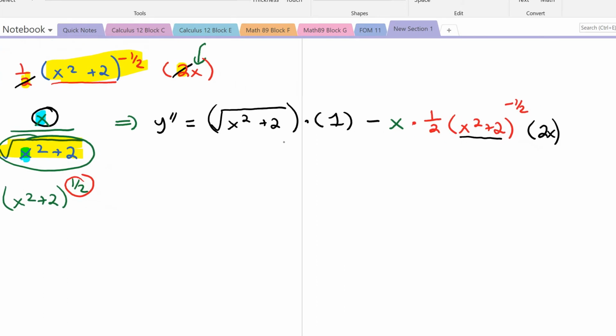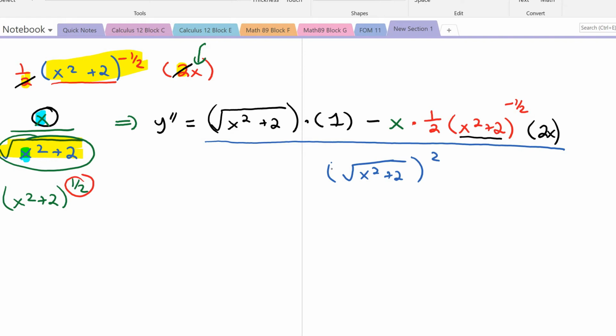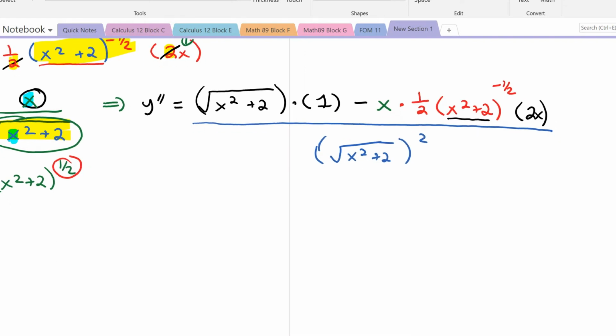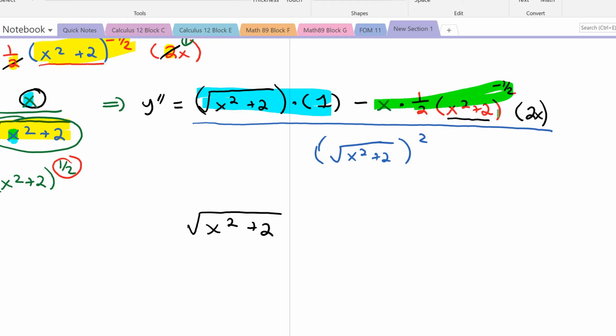And then all of this will be divided by the denominator squared, so this will be x squared plus 2, all to the power of 2 there. Okay, so although that is a correct answer here, we should definitely try our best to simplify this. This part here in blue, I really can't simplify that, so I will leave that as x squared plus 2. And then on this part here in green, let's take a look at that.